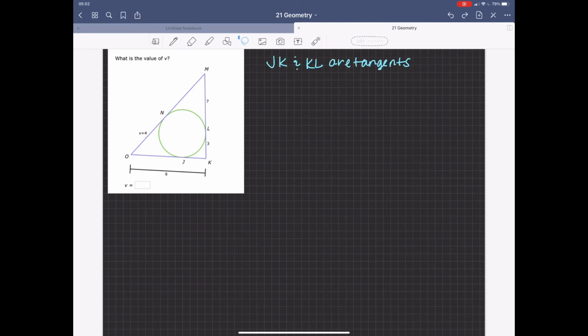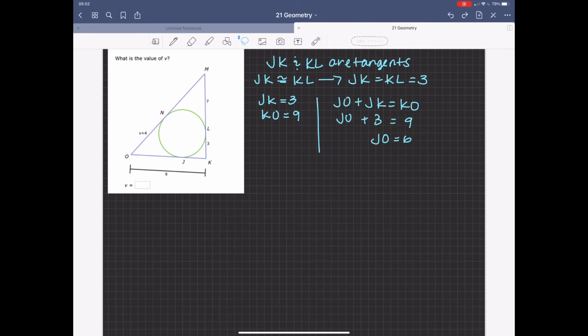Okay, so for this, it says what is the value of y? So JK and KL are tangents. JK and KL are going to be congruent. And JK and KL equal 3. So JK equals 3, KO equals 9. So I know that JO plus JK equals KO. JO plus 3 equals 9. Subtract 3 from both sides. JO equals 6.